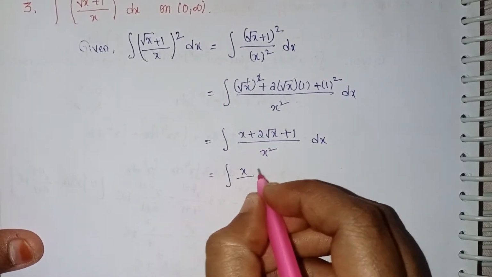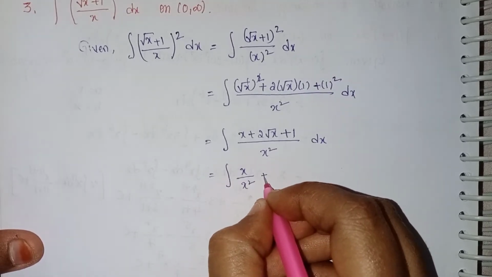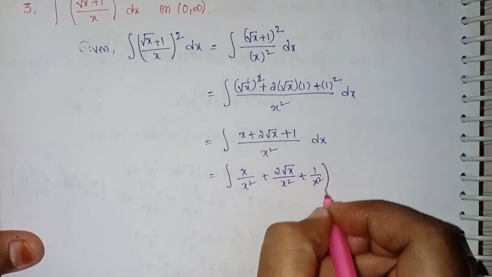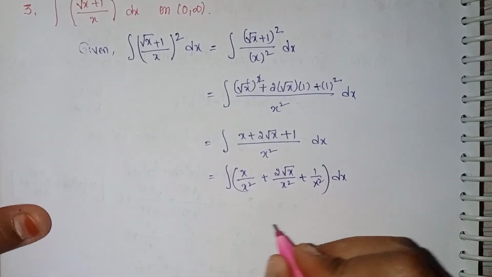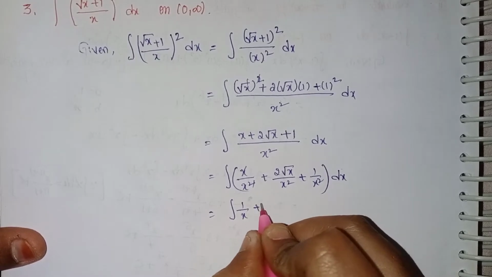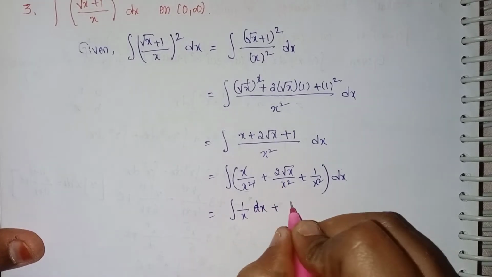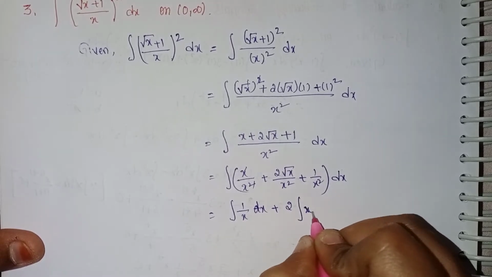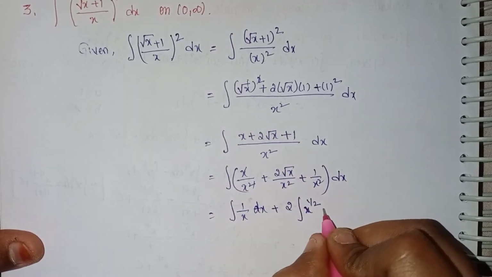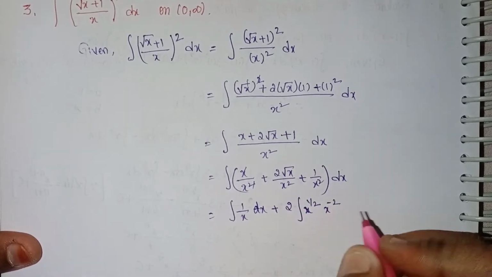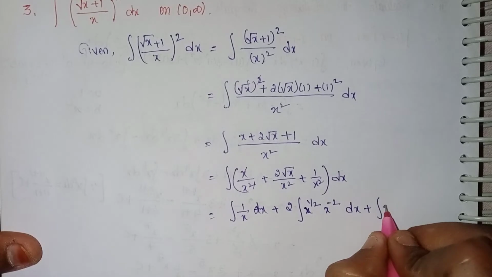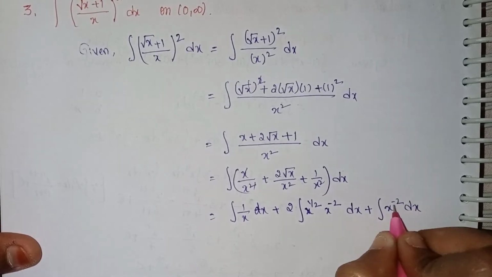Integral, separate, you can write separately: x by x square plus 2 into root x by x square plus 1 by x square, whole into dx. x and x cancel, integral of 1 by x into dx, plus 2 is a constant. Integral root x means x to the power of 1 by 2. So this x square you can write in the numerator, it will get a negative power, into dx, plus integral, this one also you can write in numerator form, x to the power of minus 2 into dx.